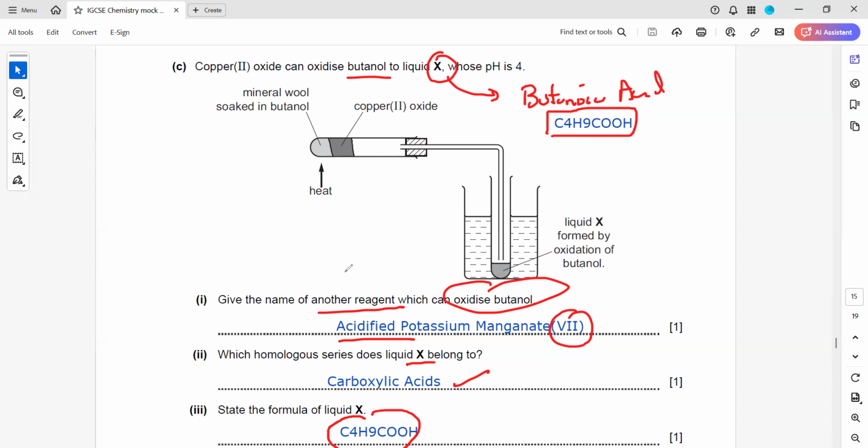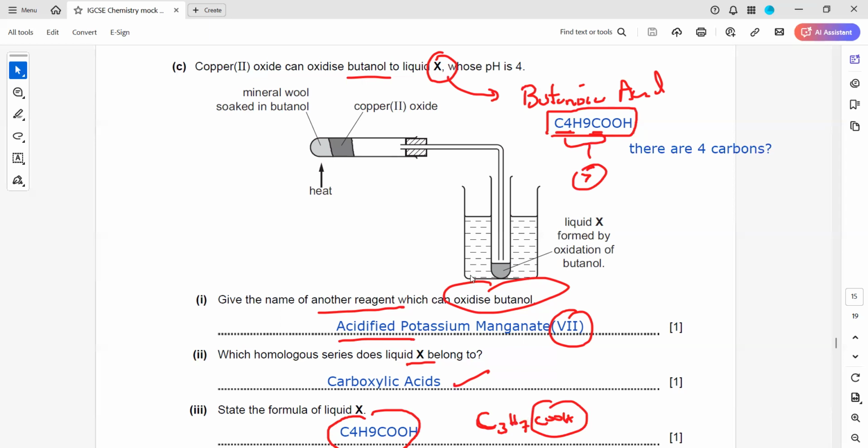So what is the formula of butanoic acid? C3H7COH. Because COH is already there, 4 carbon here plus 1 carbon here, it makes 5 carbon. This is a pentanoic acid. I wrote C3H7COH. Yes, it's right.